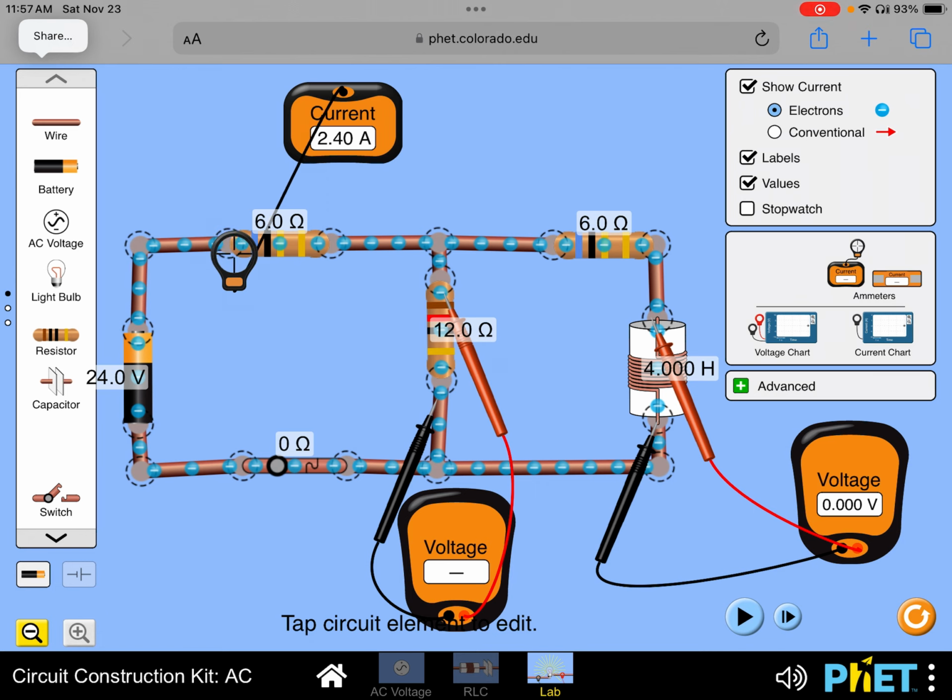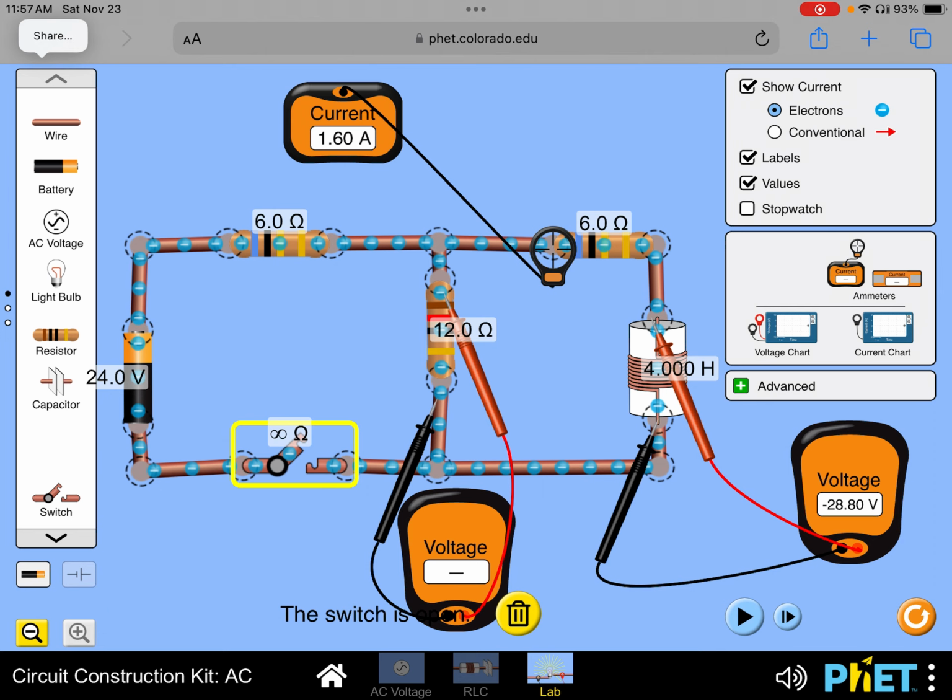Let's remember that the current of the resistor that is together with the inductor is 1.6 amperes. And the question is, what is going to be the voltage of the inductor? If I open the switch, the voltage of the inductor, you see now, is 28.8 volts, which you obtain multiplying the current, 1.6, times the equivalent resistance of the resistors 6 and 12 ohm.